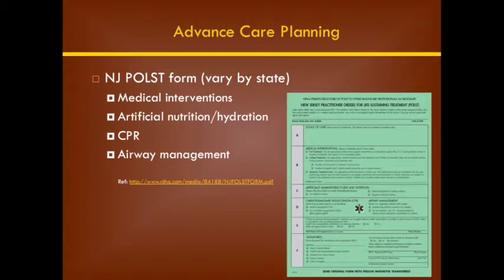There's another document called the New Jersey POLST form, which stands for Physician Orders for Life-Sustaining Treatment. It deals with medical interventions, artificial nutrition and hydration, CPR, airway management, and you'll learn more about this when you get on your geriatrics rotation. But I'm just giving you a brief introduction to it now.